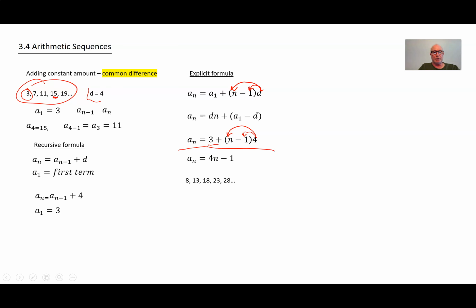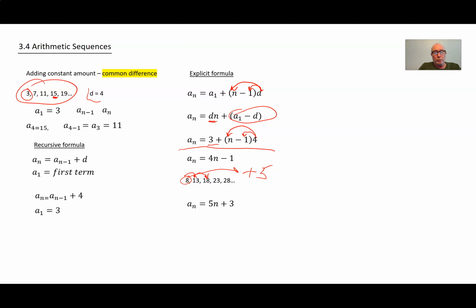Now here's another sequence. Let's write an explicit formula. Each time as we go from term to term, we're adding 5. So since we're adding 5, that's what's going to be in front of the n. And then we're going to take that first term, 8, minus 5, which is 3. So that's our first term minus our common difference. So our explicit formula would be a sub n equals 5n plus 3.